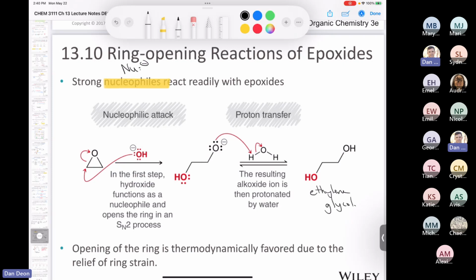It says opening of the ring is thermodynamically favored. Why? Because you might think, well, come on, O minus, that's not a good leaving group. No, it's not. But the reason why this reaction happens is because it relieves the ring strain. That's the whole rationale here, okay? So if you think about it, I can't do an SN2 on just a plain old ether. You had to protonate that. I would say absolutely. I will not argue with you on that.